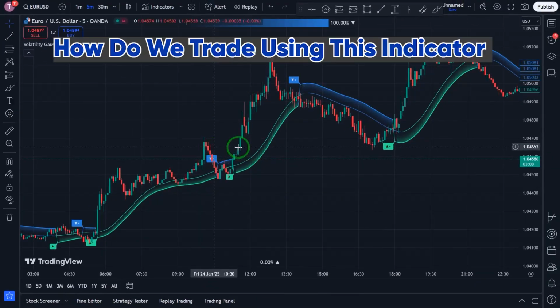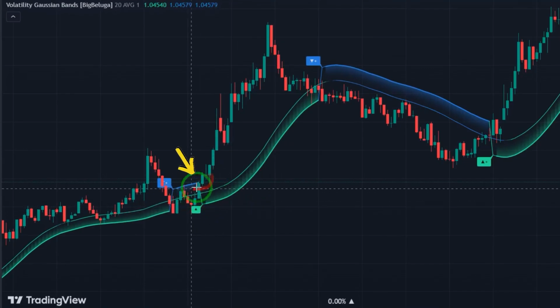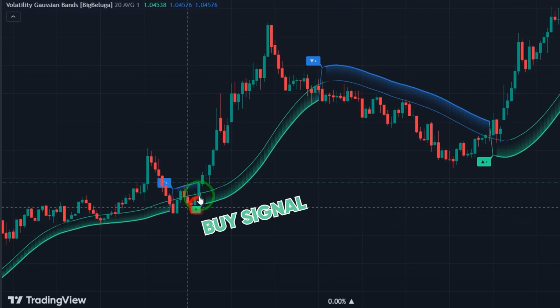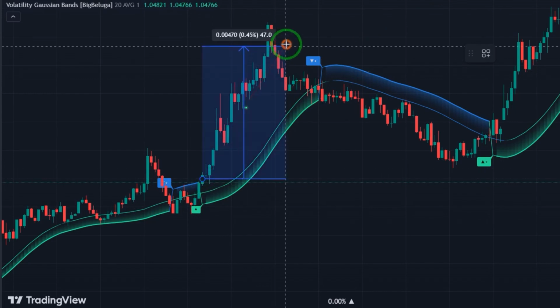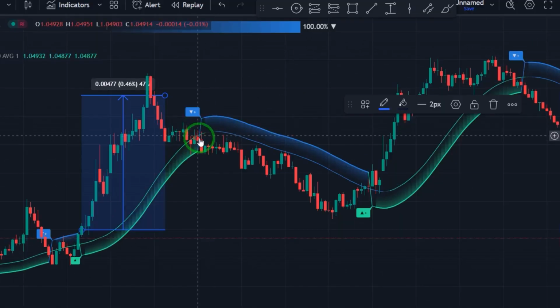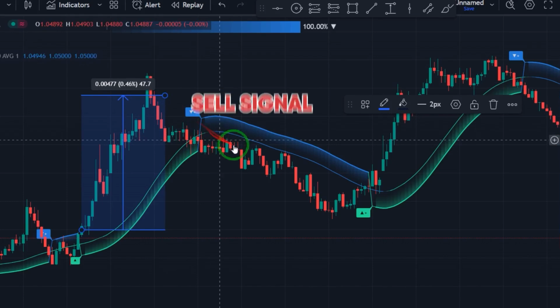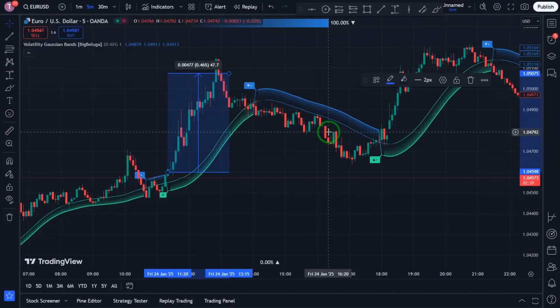Now, how do we trade using this indicator? When the price crosses the upper band and the candle confirms, it gives us a buy signal, and we can look for buy trades. When the price crosses the lower band, it gives us a sell signal, and we should look for sell trades at those points. Now we need to enter its settings.